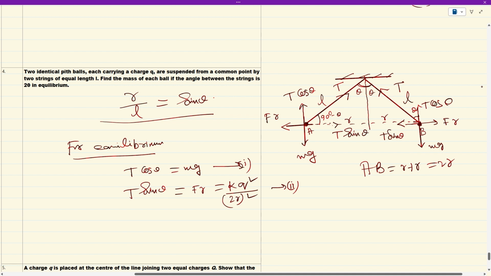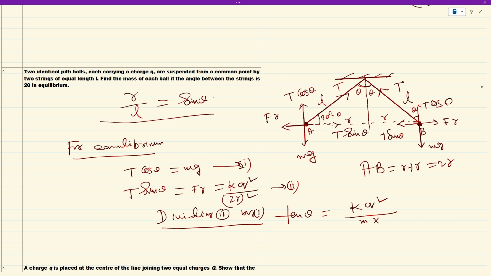No separate condition is given here. They haven't told us whether the distance is small or large, that we don't know. So what we'll do here is divide 2 by 1. Dividing 2 by 1, tan theta is going to be kq square by m into 4r square. Alright. So m is going to be what? kq square by, this is not m, it will be mg. This divided by this, mg is there. So 4g, m will not be there, m we have taken on the left hand side, 4g r square.